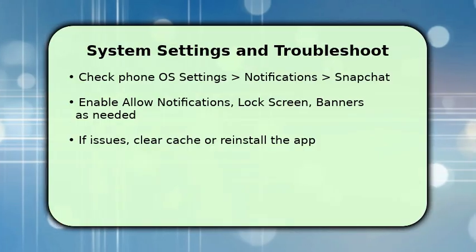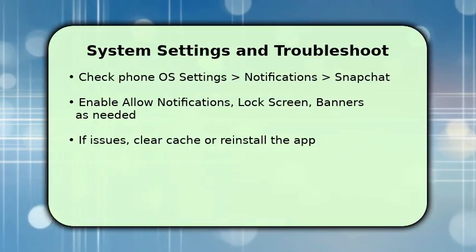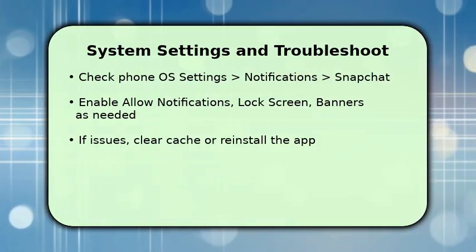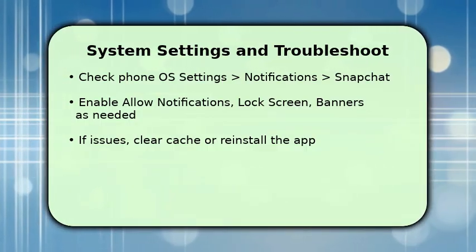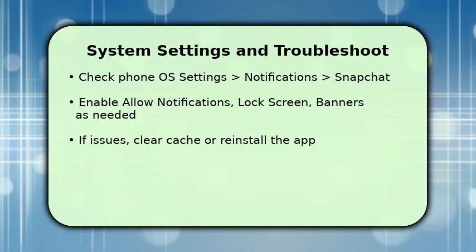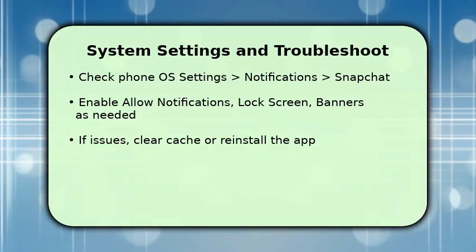If notifications still fail, clear Snapchat's cache in settings or reinstall the app to refresh permissions. This often resolves stubborn bugs. If that fails, sign out and back in to re-establish the notification handshake.